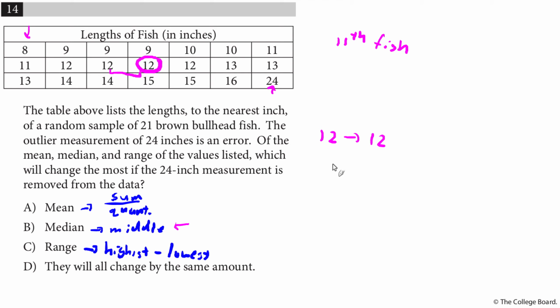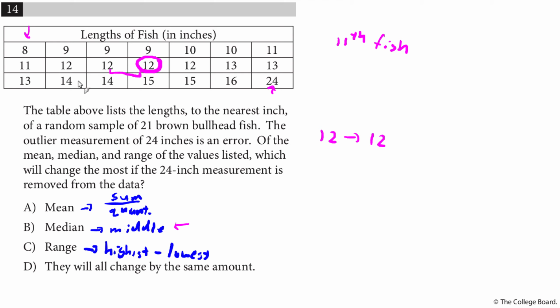And most of the time, if I knock off outliers, the median won't change much. That's why we like the median. Okay, the mean. Now, the mean, basically, we add up everything and then divide by the quantity.